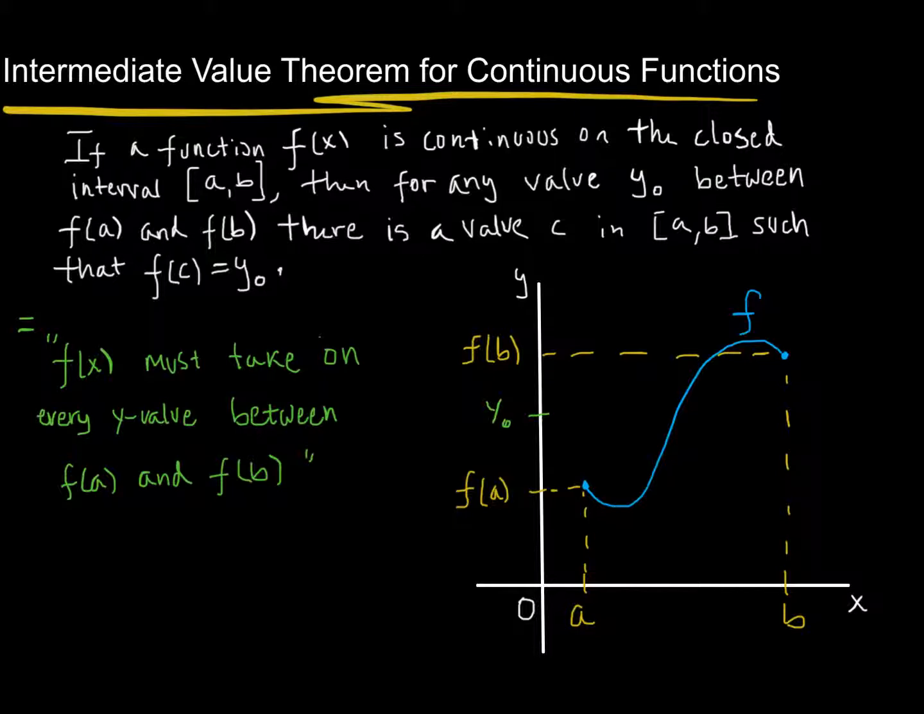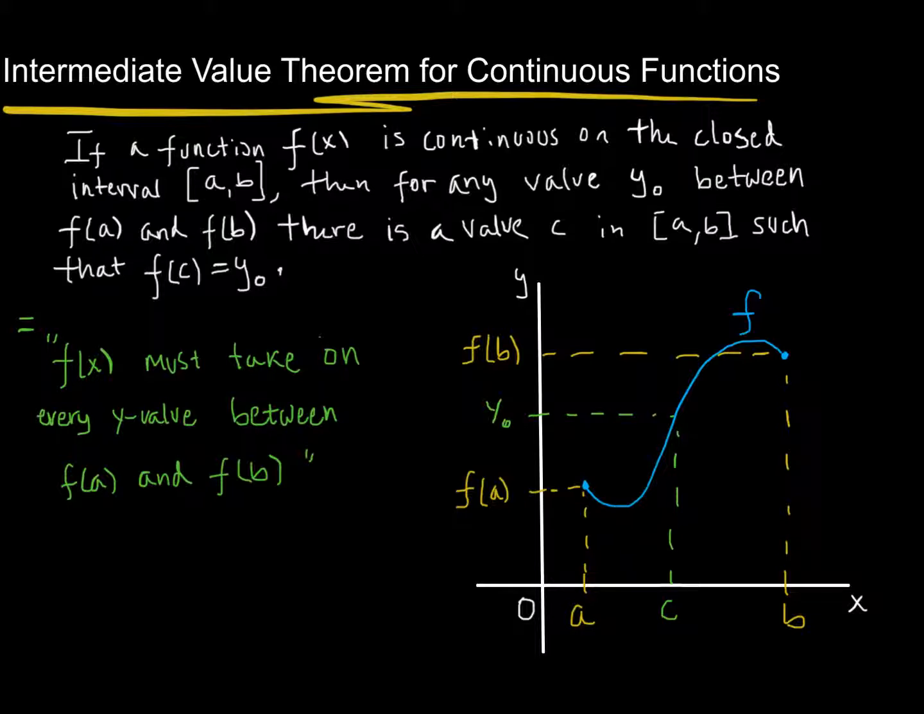And to illustrate this, we have some value that we've picked at random, y sub 0. It could be any value as long as it's in between. And notice that there's going to be some point along my continuous function that has this y sub 0 value, meaning that there will be some value in between a and b, just call it c, where if you plug that into your function, you're going to get that y value back out.